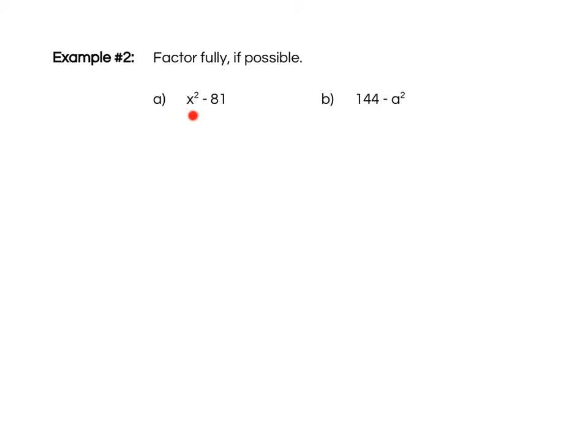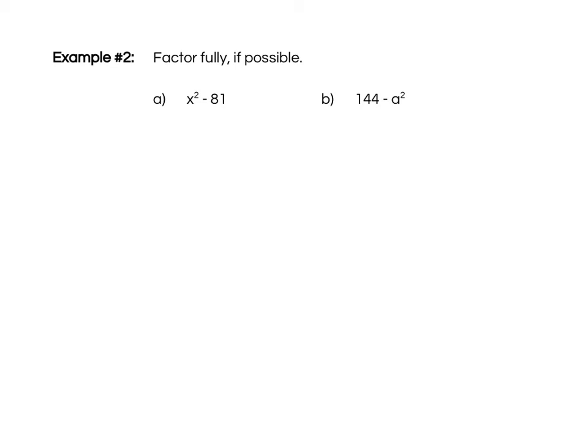So I can see my first term is a perfect square, and I see that my last term, 81, has a square root that is a whole number, so it is a perfect square. This is also a difference of squares. Therefore, I'm going to factor this as a difference of squares.